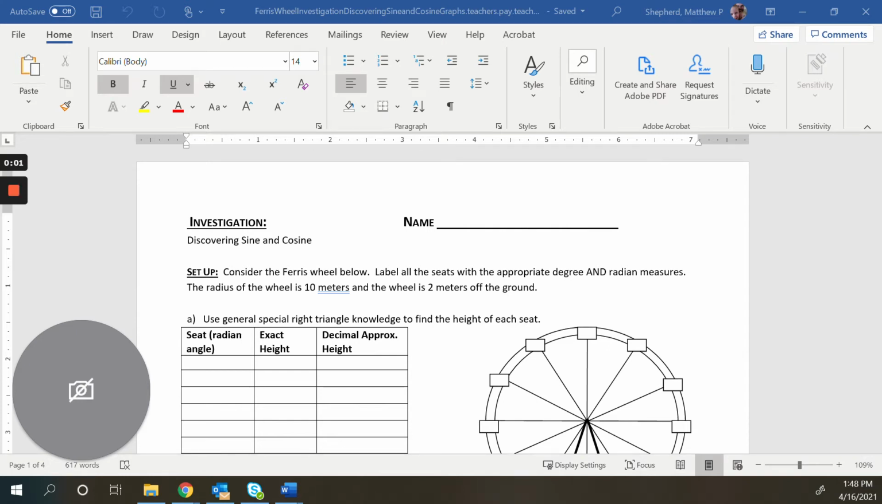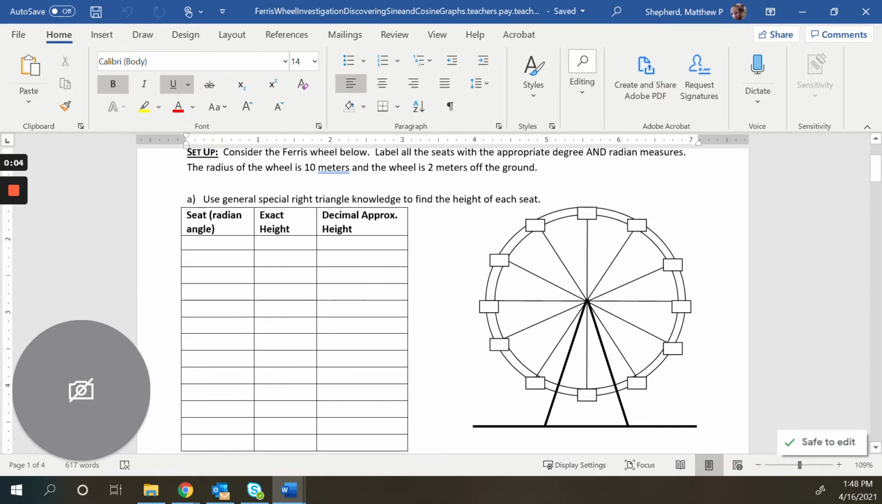All right, we're going to be looking at this Ferris wheel problem right here. What we're going to be doing is starting to graph sine, cosine, tangent, seeing how all of that works. And we're going to do it from first this perspective of this Ferris wheel. On top of that, you should also keep handy while you do this work a decent image of the unit circle.